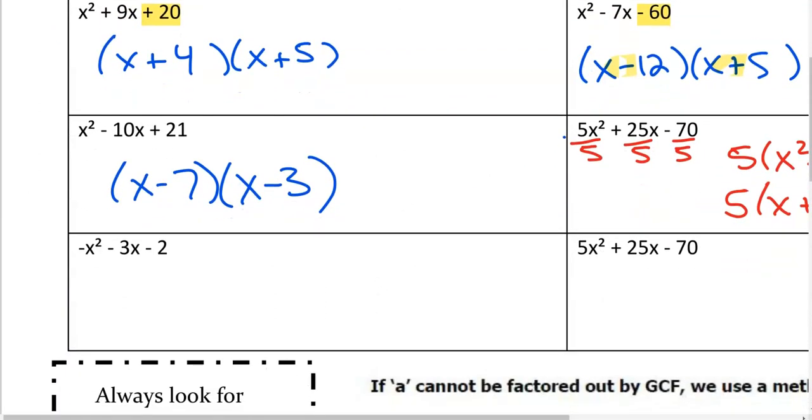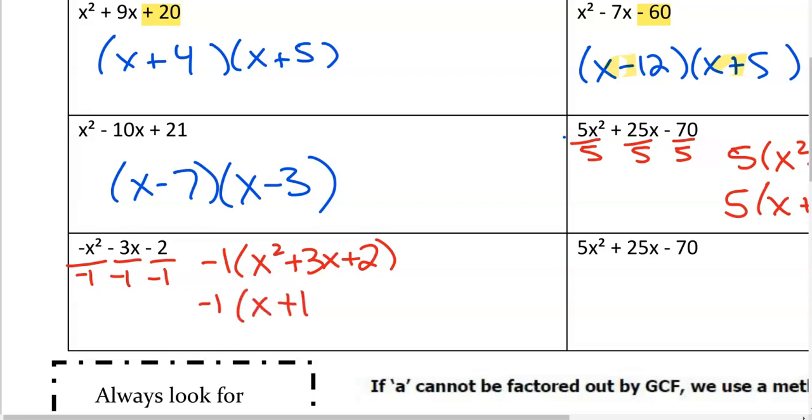What about this guy? Good. It's not by itself. Technically, it's a what? A negative 1. So we're going to divide each piece by negative 1. So we have negative 1 times what? There you go. Yep. Can I factor that? Yeah. What multiplies to give me 2 but adds to give me 3? 1 and 2. Good.